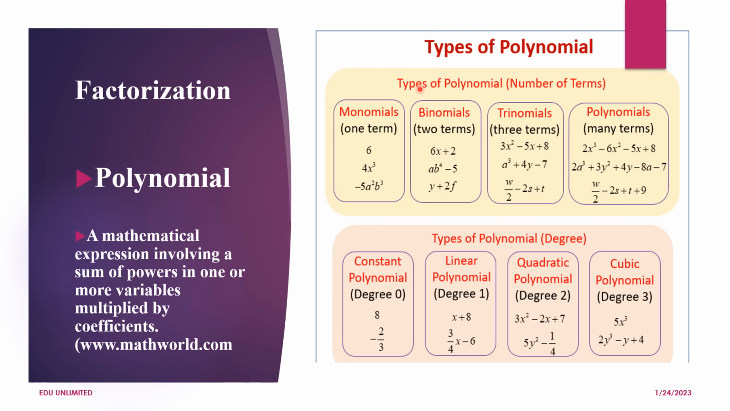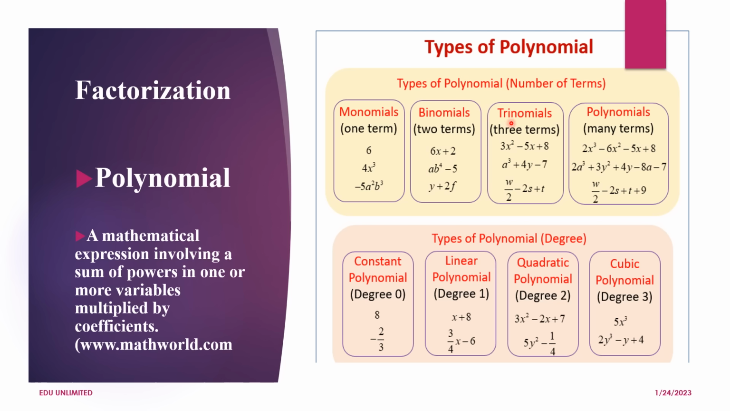It looks at the types of polynomial and the number of terms. Following the cursor, monomials mean one term, looking at the prefix mono. Examples are 6, 4x cubed, negative 5a squared b cubed. And binomials mean two terms, for example, 6x + 2 or y + 2f.